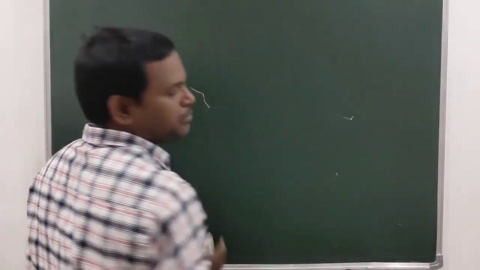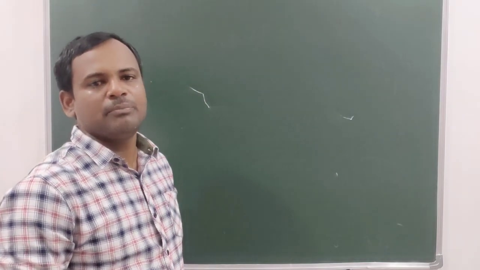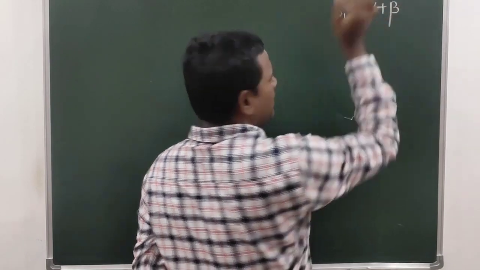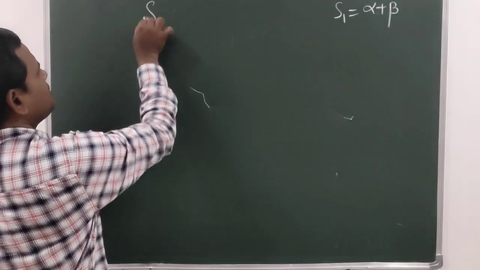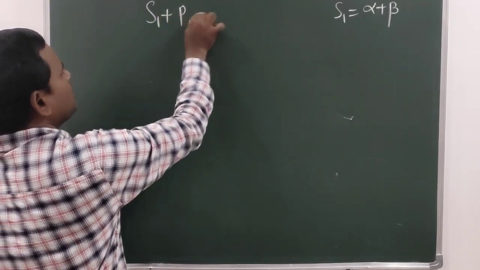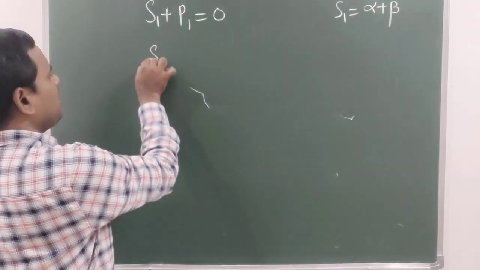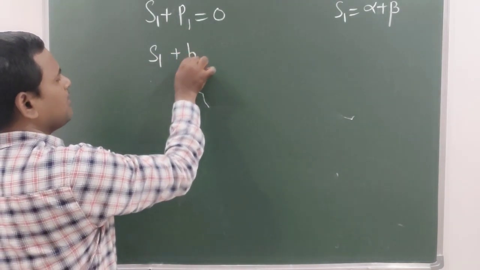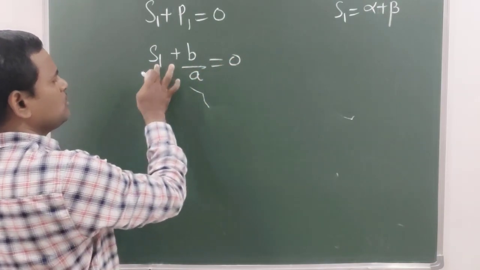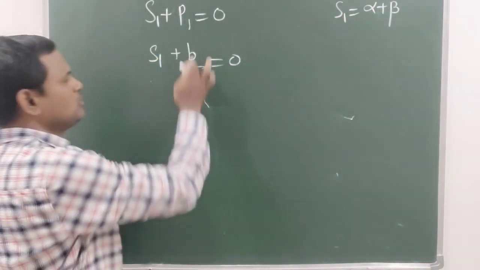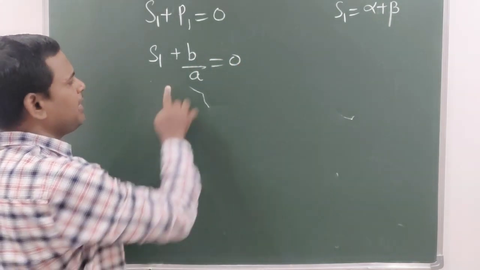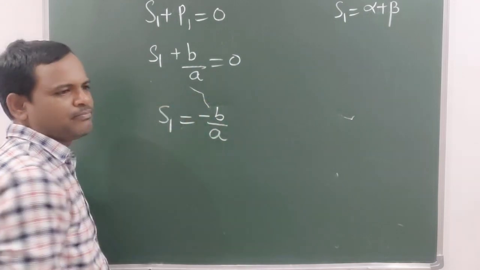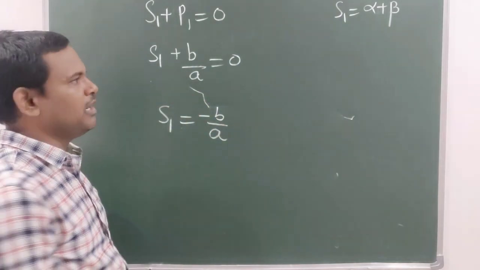As I said, what is meant by S1, what is meant by P1, P2. So S1 means what? Alpha plus beta. So see students, S1 plus P1 is equal to 0 in the first one. So S1, P1, how much have we got? Plus B by A which is equal to 0. So you people want the S1. So transform this B by A into the right side. When it goes to the right side, here we get minus B by A. Now we have got S1 value.